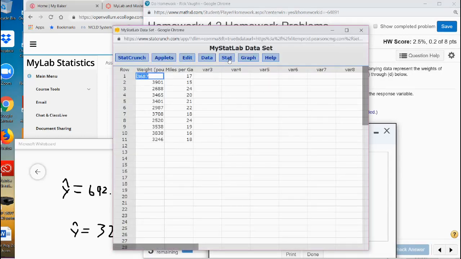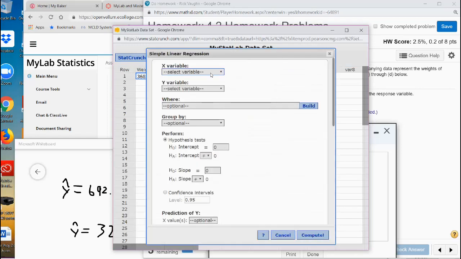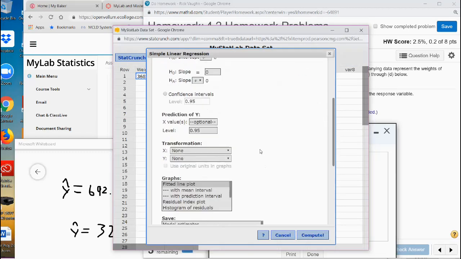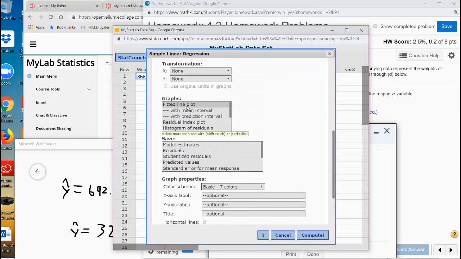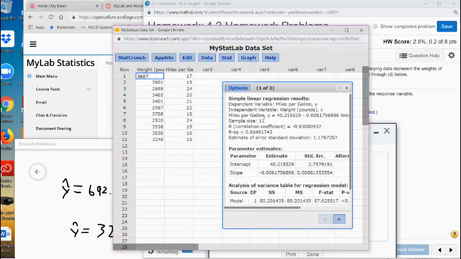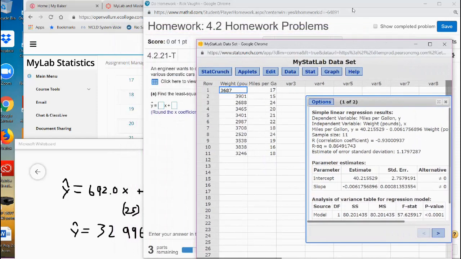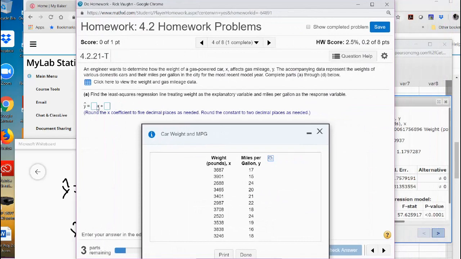We'll again create the regression line: Stat, Regression, Simple Linear. X variable is going to be weight. Y variable is going to be miles per gallon. I don't really need any of this other stuff. You can do the fitted line plot if you want. Now we'll compute. Right here is our regression equation. Again, the weight is the independent variable, and so that's the coefficient. That's what's going to be written first when we go over and look at the Pearson. So notice here's the X.